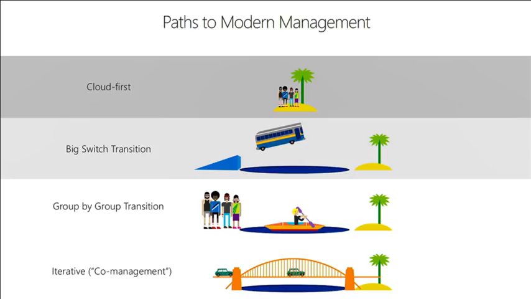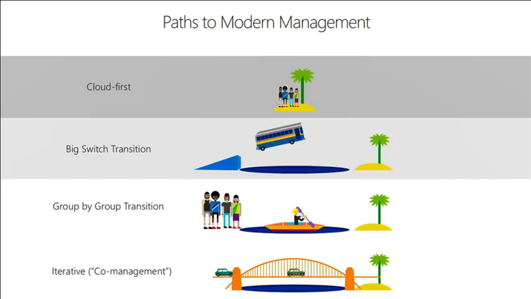One is what we call the big switch transition. What that means is you take everything that is related to end user computing. So beyond management, management is just one aspect. There is productivity and identity and authentication and updates. You take all of that and you move that to the cloud, and that is an approach that we have certainly seen as success stories in several organizations, but many other organizations are looking for a more iterative approach, something that they can do more in a step-by-step way. Which brings us to the bottom two options. So one is group by group.